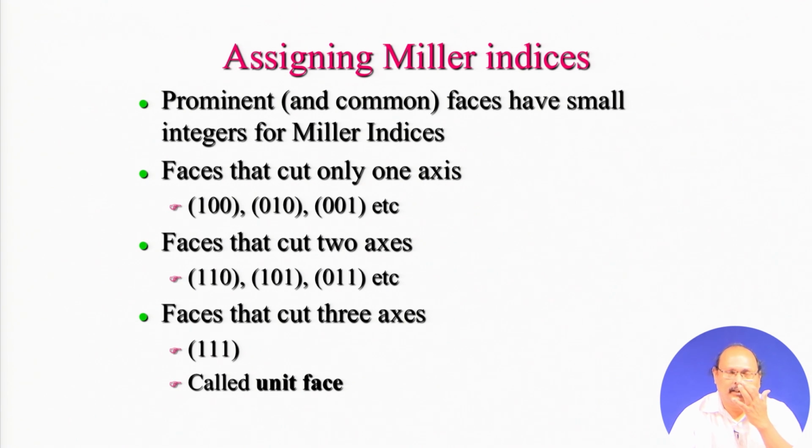Okay. So, let us now see how to assign these Miller indices here. If you have faces that cut only one axis, that means you have two 0 positions here. So, 1 0 0, 0 1 0 or 0 0 1. If there are faces that cut 2 axes here, there will be only one 0 position, only one 0 in the Miller indices. So, it will be either 1 1 0 or 1 0 1 or 0 1 1. Those faces that cut 3 axes, we call it 1 1 1. This is called a unit face here.